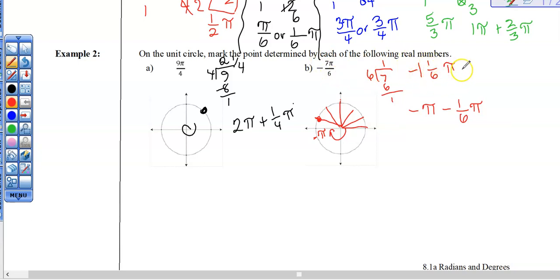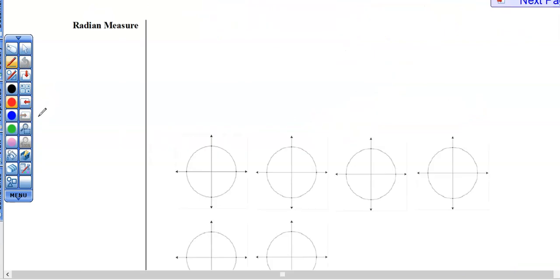1 1/6 pi. So we separated that into one whole negative pi. So we went backwards to negative pi, and then we backed it up another 1/6 of pi. So we took the top portion of the unit circle and cut it into 6 pieces, and we only went backwards 1/6. And that's the position that we ended up in. So there you go. So that's just finding points on the unit circle. Now let's talk about radians.